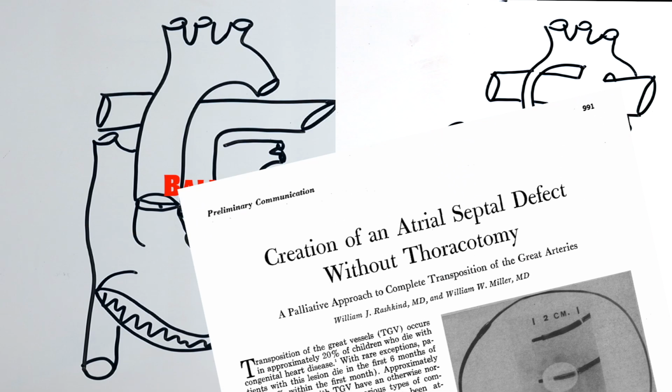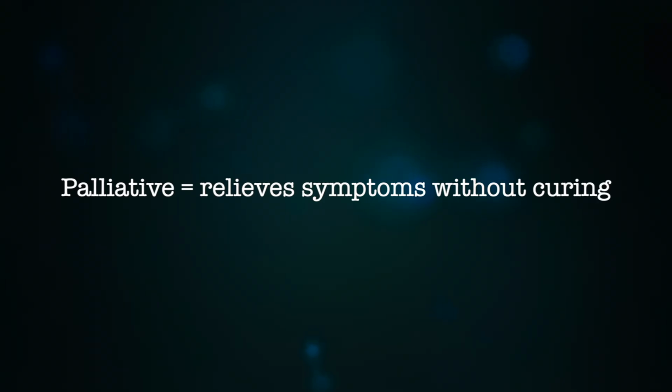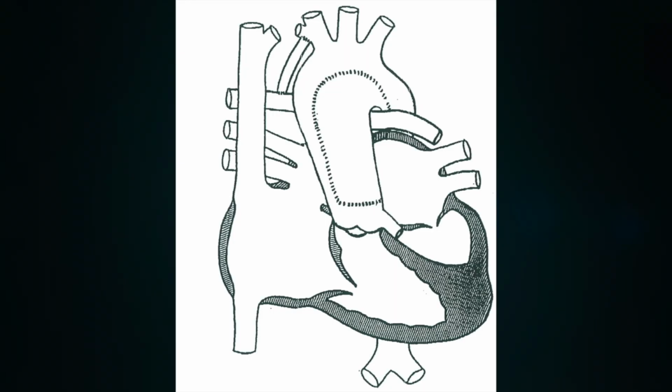The first BAS was performed by Drs. Rashkind and Miller in the mid-1960s for transposition of the great arteries. Previous to this, opening the septum required a thoracotomy. A BAS is palliative, meaning it doesn't fix the heart, but can stabilize the baby before they have a more definitive surgical procedure, such as the atrial switch or the Norwood.